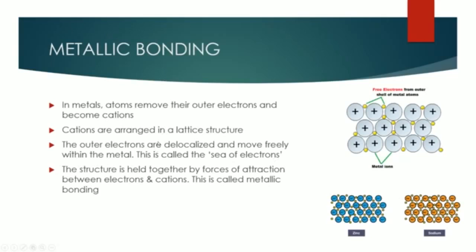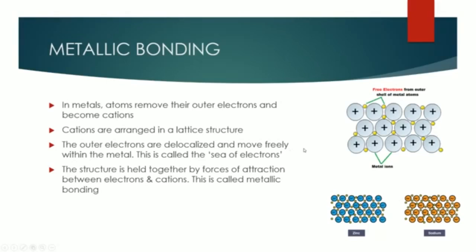And the last thing we need to look at is metallic bonding. So metallic bonding is basically what you find in all metals, right? In metals, atoms will remove their outer electrons and become cations. Remember, metals will remove their electrons to obtain a full outer shell and therefore become cations. Cations are arranged in a lattice structure. Remember, lattice structure is basically another word for a regular sort of structure.